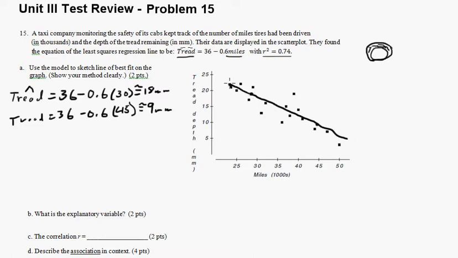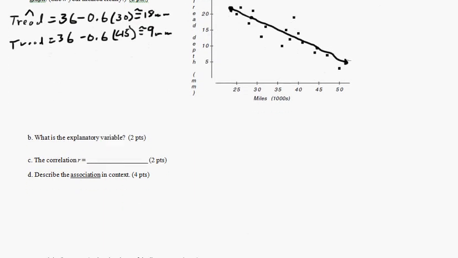Now, one of the things that you don't want to do is, I don't believe I took points off, but you really shouldn't draw the line through like that, because that would suggest that the y-intercept is 26, and it's not. It's 36. So don't do that. Okay, but all you have to do is use the model, find 2 points, draw a line through it.